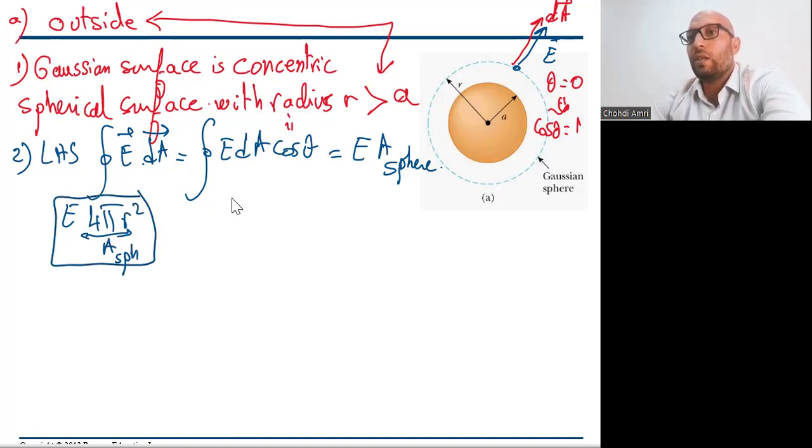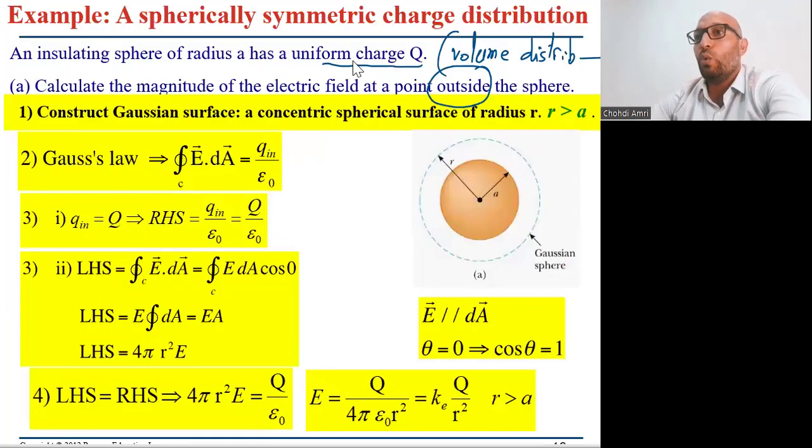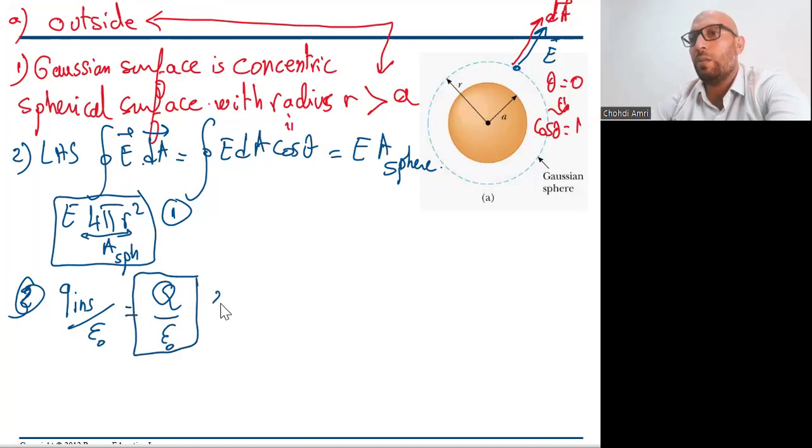This is the first term. Let's move to the second term, the third term, sorry. The third term, we want to calculate the Q inside divided by epsilon naught. What is inside the Gaussian surface, the surface in blue? It's the total charge Q, because we said in the question it has a uniform charge Q distributed over its volume. So let's write Q divided by epsilon naught. And this is our second term.